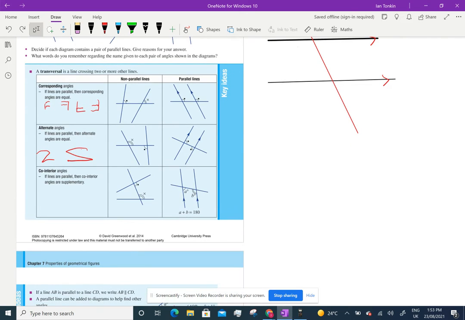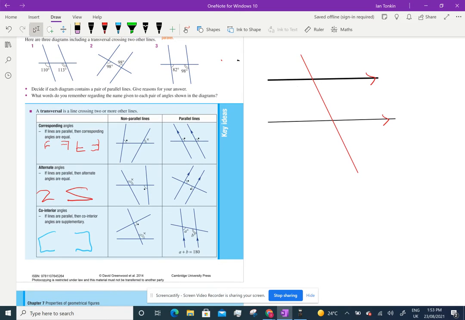And finally, you have co-interior angles. And co-interior angles make a C. Now, corresponding angles are equal, alternate angles are equal, and co-interior angles are supplementary, which means they add up to 180. So this angle and this angle add up to 180. And can you see the C? Not at the beach. Yeah, okay.